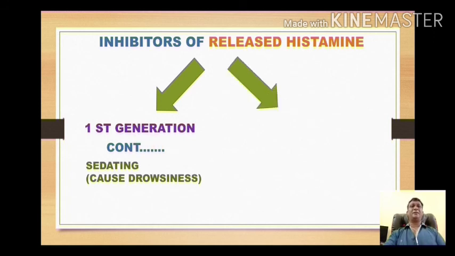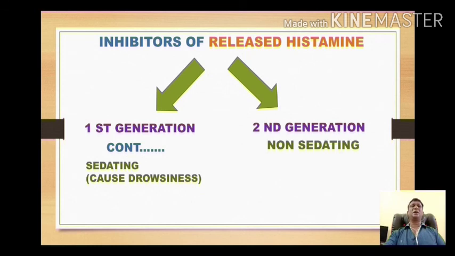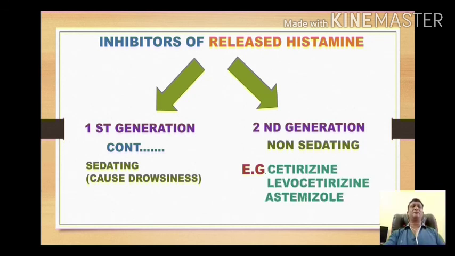The second class is the second generation antihistaminics, about which we will have the examples like cetirizine, levocetirizine, astemizole and loratadine. The second generation compounds are known as non-sedating antihistaminic drugs. That means they will not produce any sedation or drowsiness.